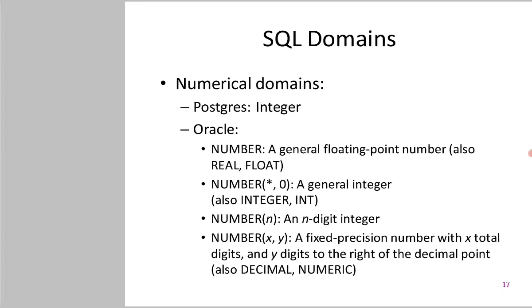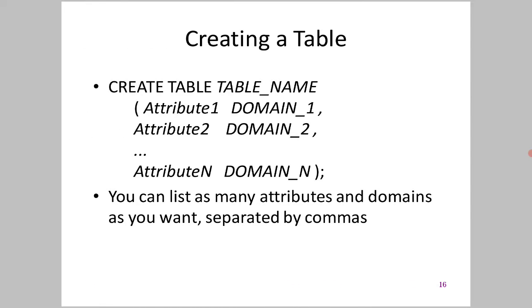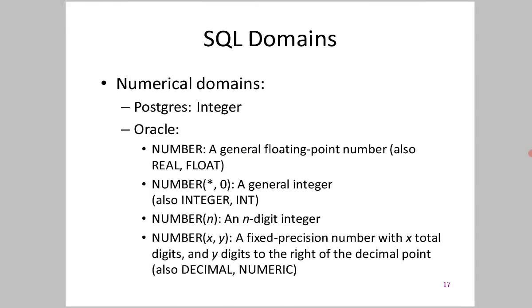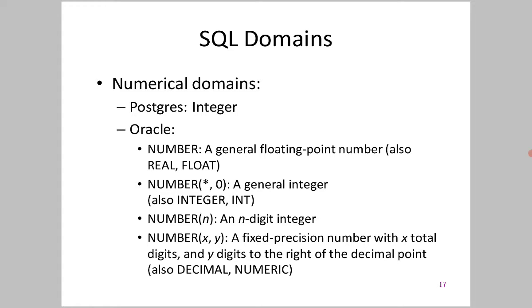So what are the data types? There are many different data types available in SQL, like char, number, numeric, decimal, varchar, date, object, like that. So, SQL domains. What is a domain? A domain is nothing but a data type or some collection of values.